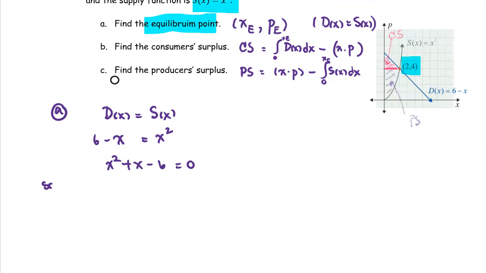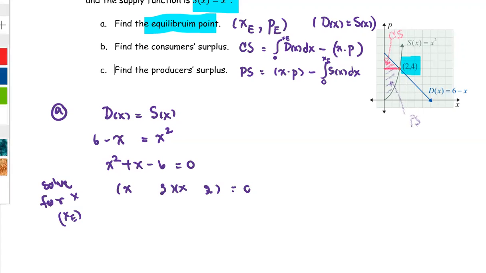And then we're going to solve for x. Whatever x we get here is the xe, the equilibrium quantity. So factor again, as the classic way to do it. x times x becomes x squared. For the 6, the two numbers that multiply to it are going to be 3 and 2.